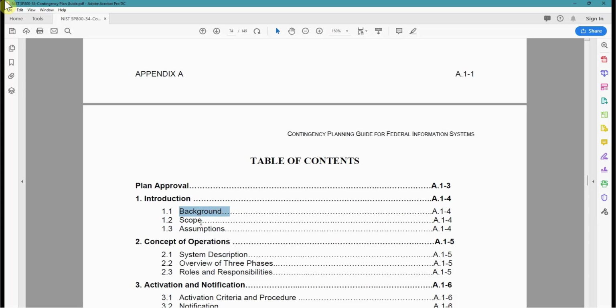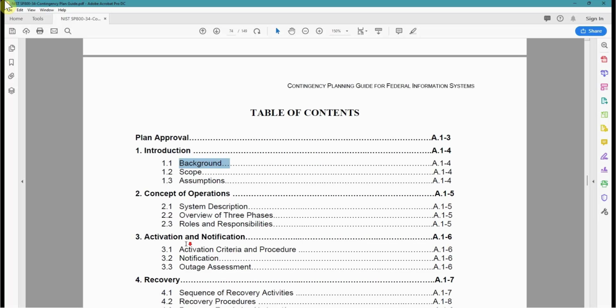We have the background, scope, assumption, concept of operation, system description, and overview of the 3 phases that we went over. Remember the activation, notification, recovery, and the reconstitution. And then we also have the roles and responsibilities.